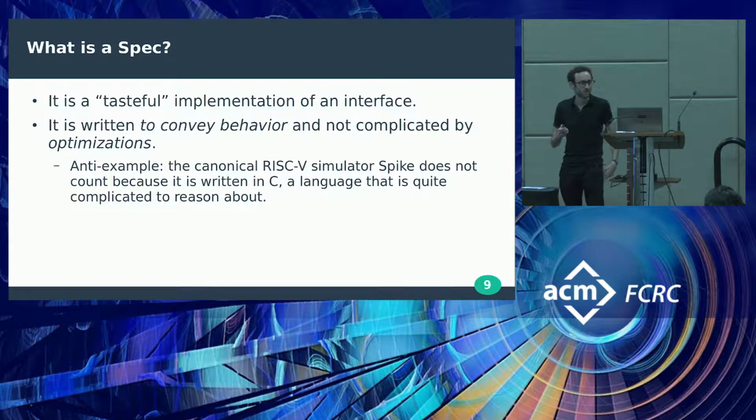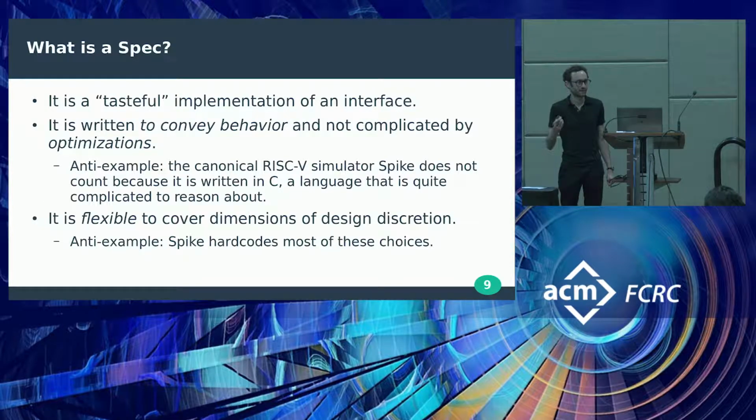trying to impose. So for instance, this is a reason why the canonical RISC-V simulator Spike, written in C or C++, is not appropriate as a formal specification, because C and C++ are quite unpleasant languages to reason about, especially when you try to get completely formal about it. But even just for humans trying to understand what's going on, not the most direct way to write things out.